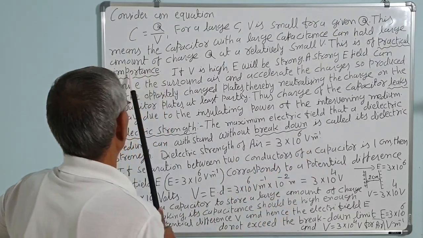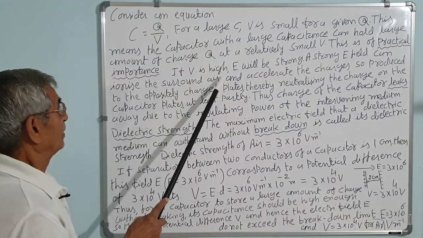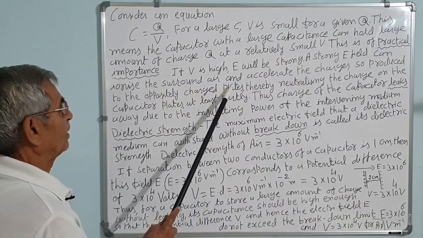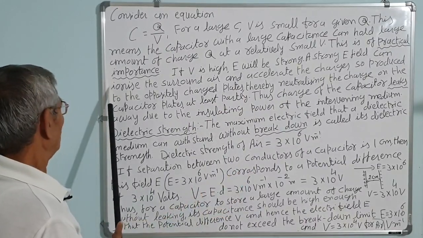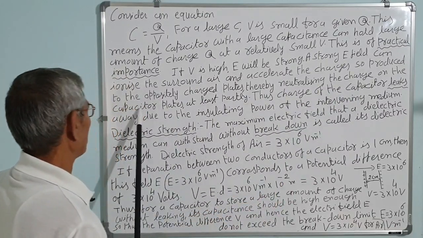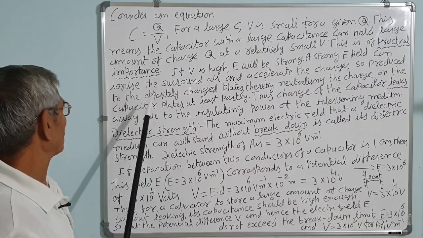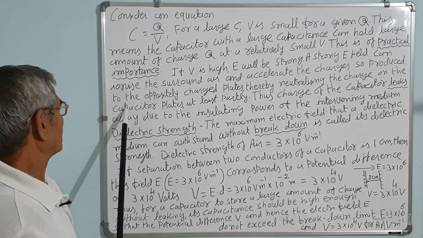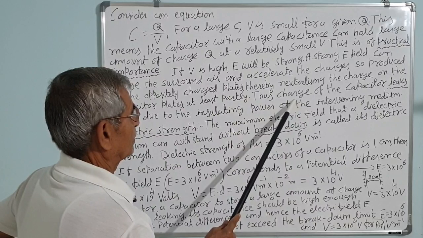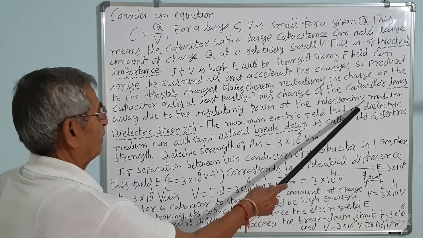This is of practical importance. If V is high, what will happen? E will be strong. A strong electric field can ionize the surrounding air and accelerate the charges so produced to the oppositely charged plates, thereby neutralizing the charge on the capacitor plates. It will ionize the nearby air or gap between the two plates of a capacitor, and that will neutralize the charge on the capacitor plate, at least partly. Thus, charge on the capacitor leaks away due to the insulating power of the intervening medium.